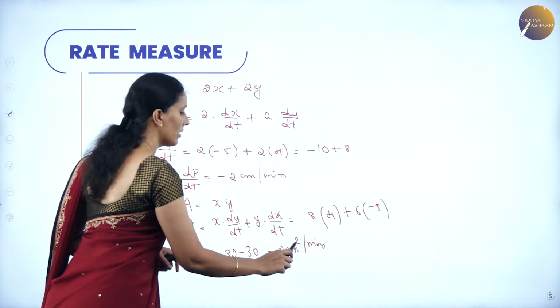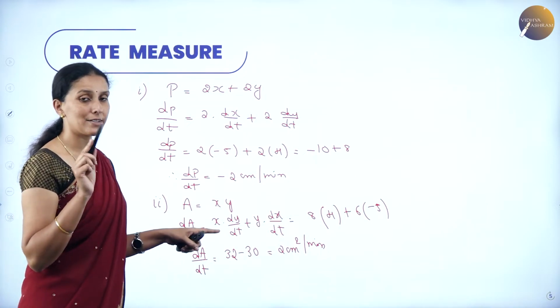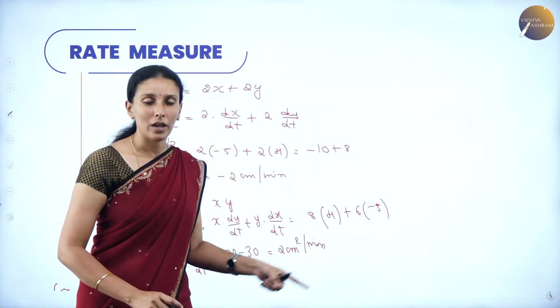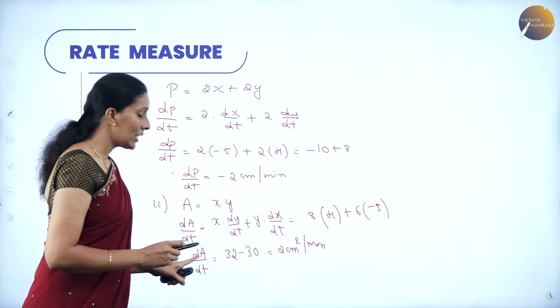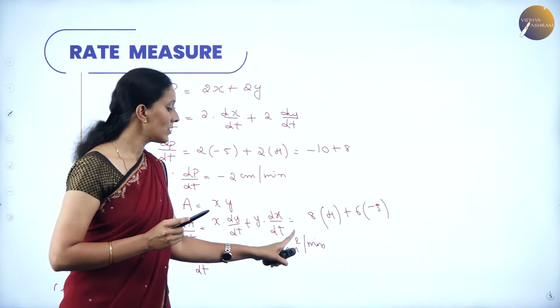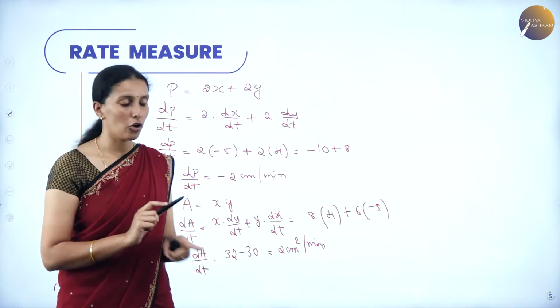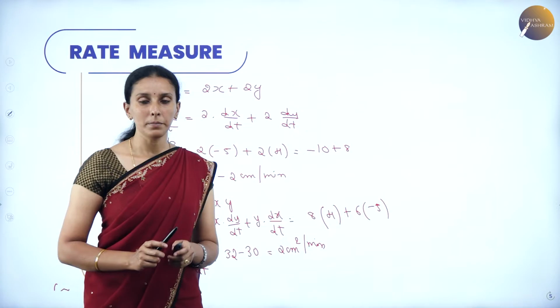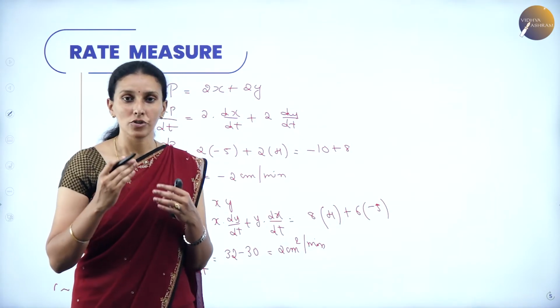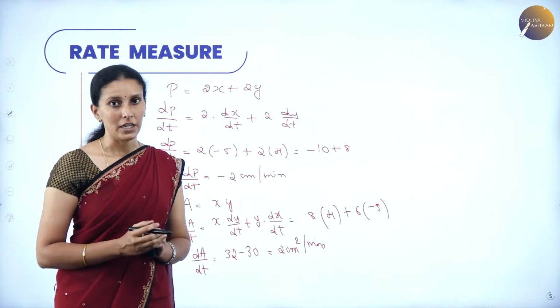Why are we writing square here? Because area is always expressed in square units. That is why here it is 2 centimeter square per minute. And hence here the area is increasing at the rate of 2 centimeter square per minute. So this is how we will calculate the rate of change of bodies with the given condition.